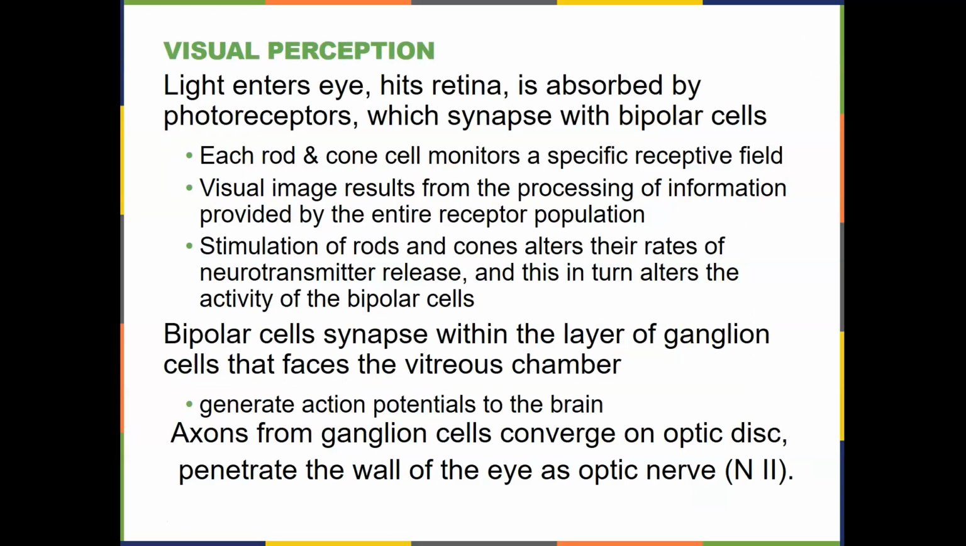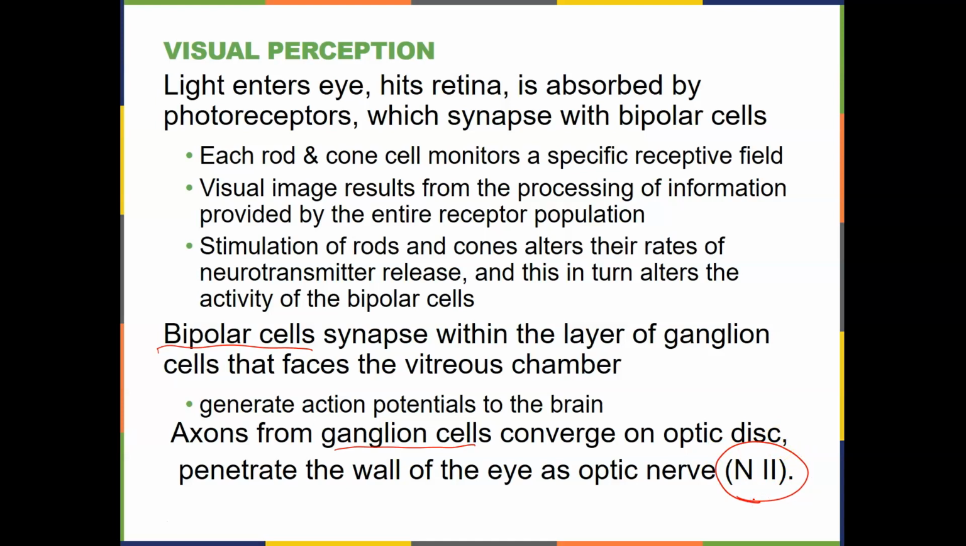So visual perception is the stimulation of the rods and cones and how that is perceived by the brain. Basically, what happens is you have photoreceptors that interact with bipolar cells, which then interact with what are called ganglion cells. Those cells project out of the optic nerve, which is the second nerve, okay?